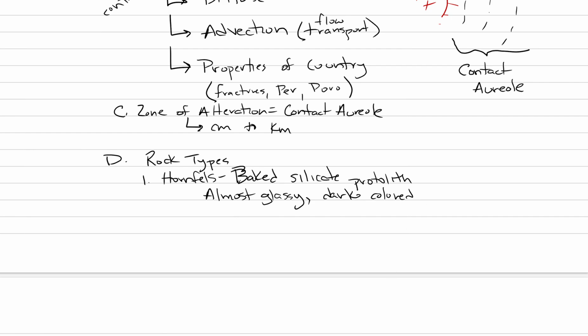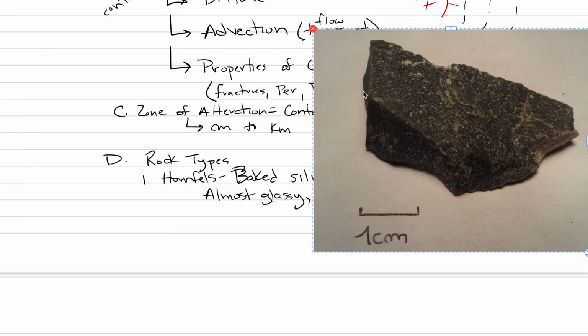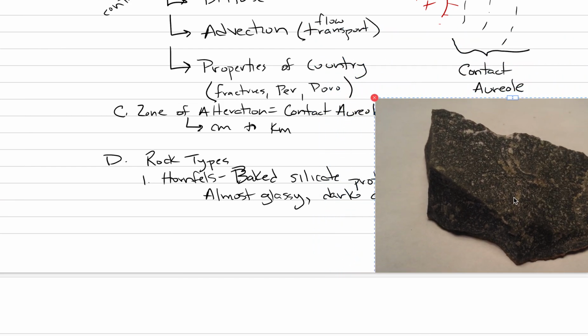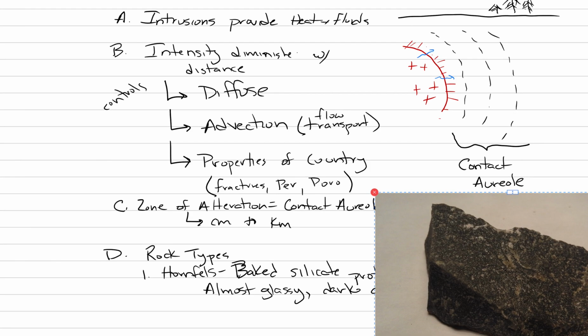What do they look like in person? Let's throw a picture of one here from Wikipedia. We can see just this very fine-grained rock. This is the type of material that you'd expect to find really close to the contact. Hornfels.